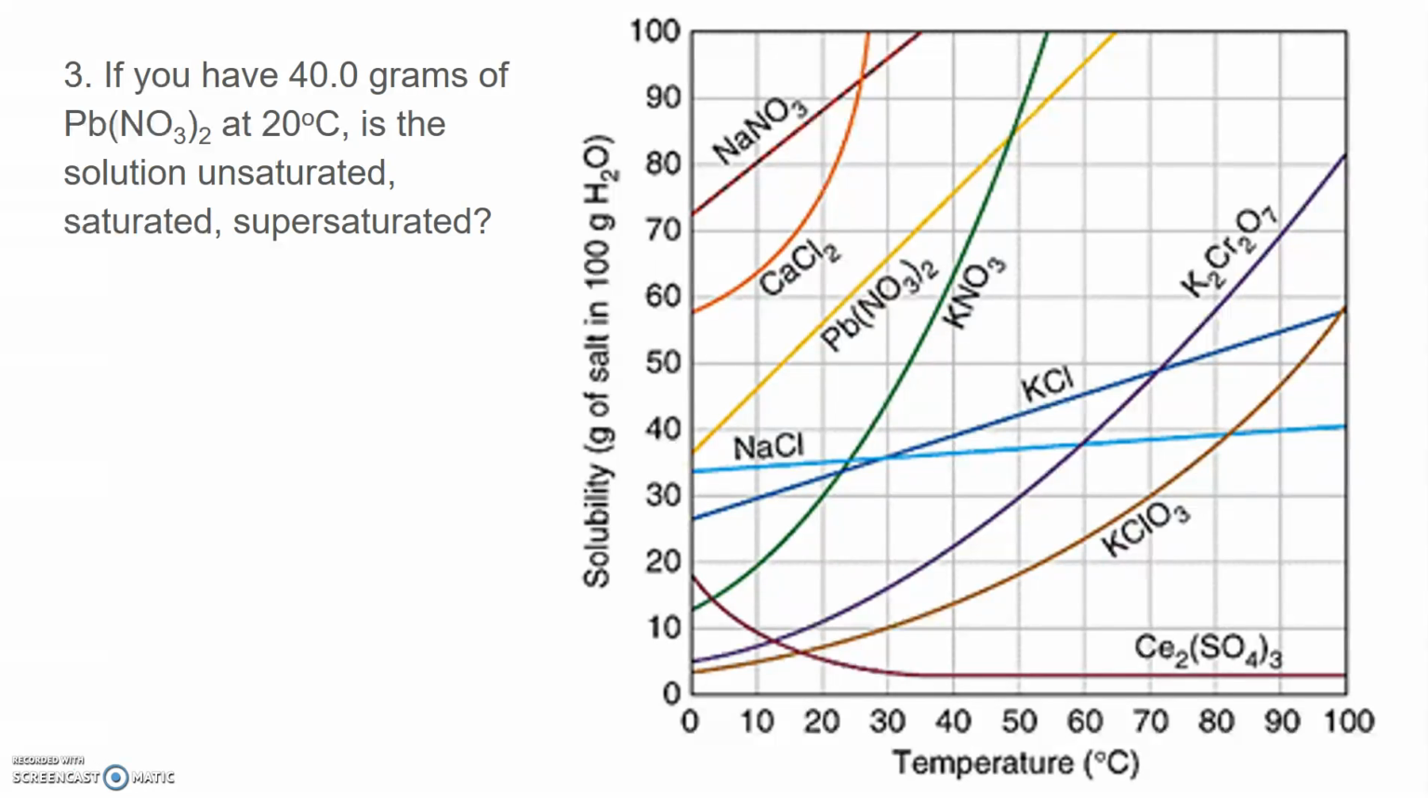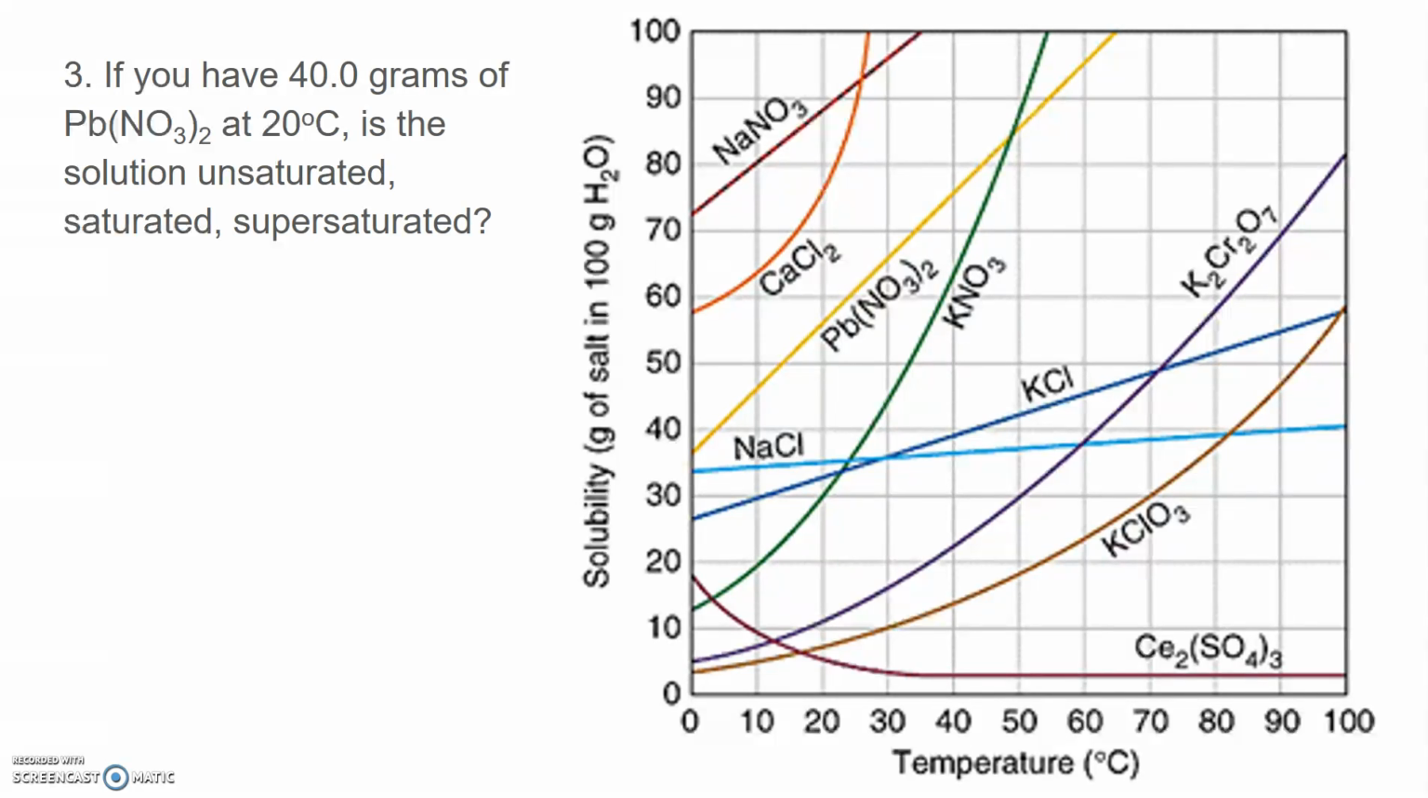All right, let's look at a different type of problem. Here, we're looking at the saturation of lead nitrate at 20 degrees Celsius. And we want to determine if we have 40 grams of this, is that solution unsaturated, saturated, or supersaturated? So in order to know this, we first need to find how many grams of lead 2 nitrate we need to make a saturated solution.